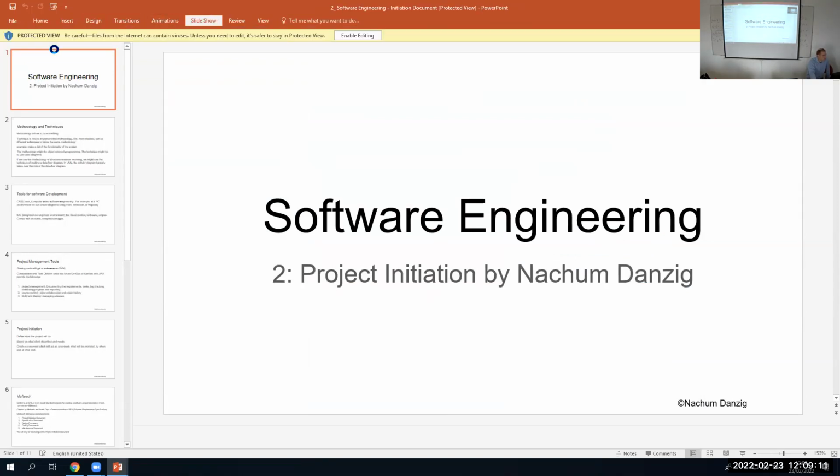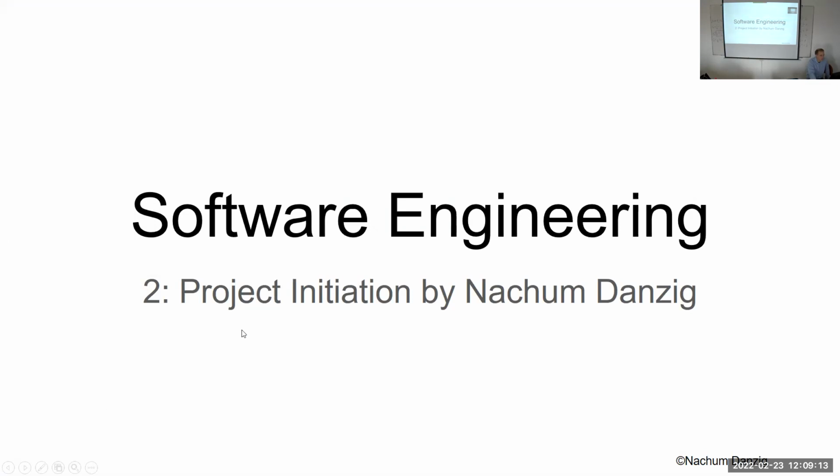Slideshow, current slide. Okay, welcome to Software Engineering, Chapter 2, Project Initiation. So we're going to learn about a project initiation document. We talked about it a little bit, but we're going to talk about more. This is actually going to be for the lab because you're going to have to write one of these.